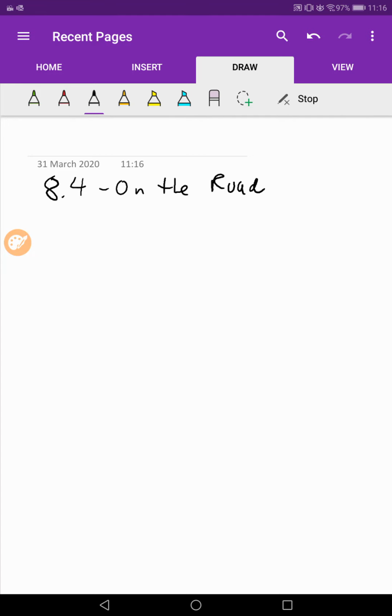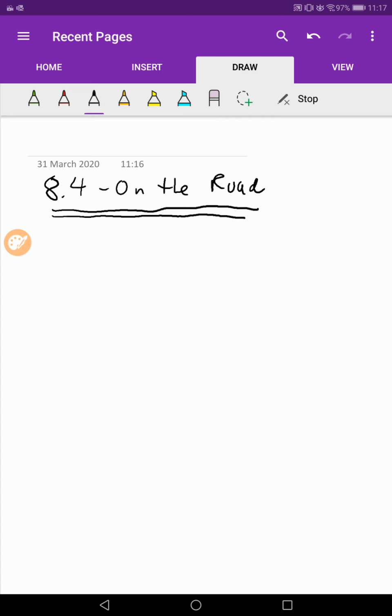Morning, guys. I'm just going to do a quick lecture on the 8.4 chapter, which is entitled On the Road. Now, this one and indeed 8.5, which is titled Vehicle Safety, are quite straightforward and just require a bit of reading through the textbook on your part. There's not very much hard physics in this, but I did just want to draw your attention to a bit of a recap on thinking distance, braking distance, and stopping distance.